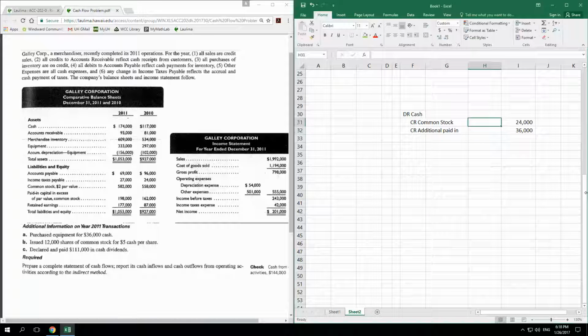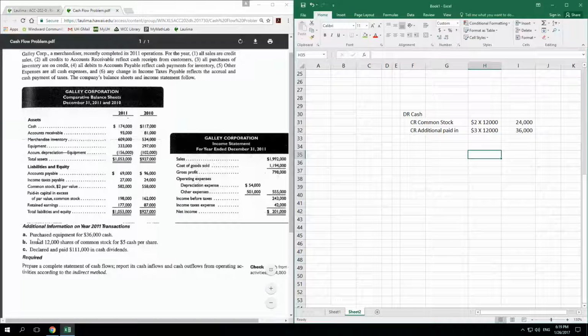36,000, right? So this is, what is it, 2 times, maybe I'll put the dollar sign in for you, $2 times 12,000 shares. And this is the excess, right, the $3, because in that sentence down here, B, at the bottom, it says they sold the stock for $5 a share. So 2 plus 3 is $5 a share.